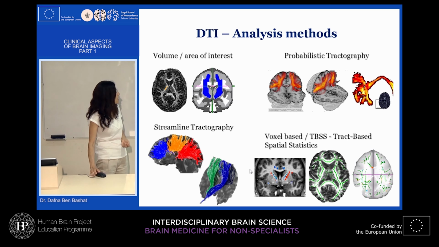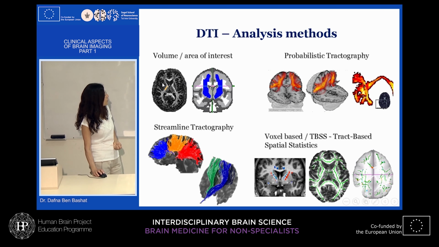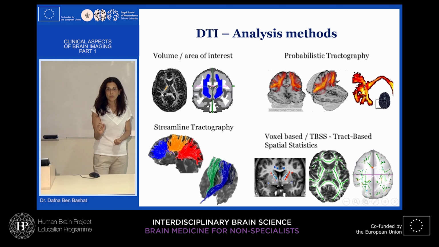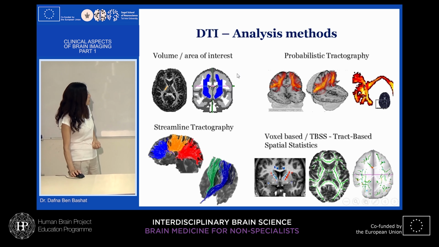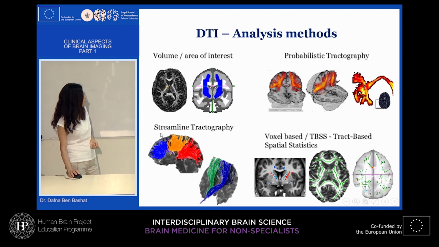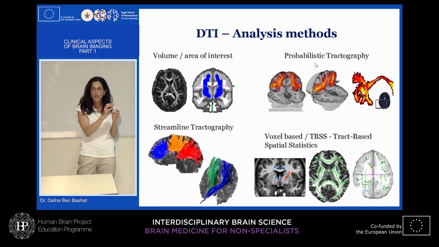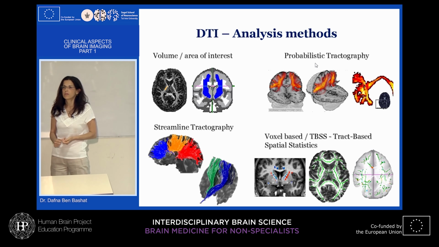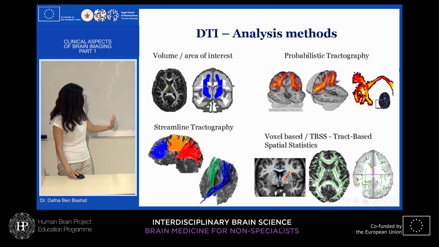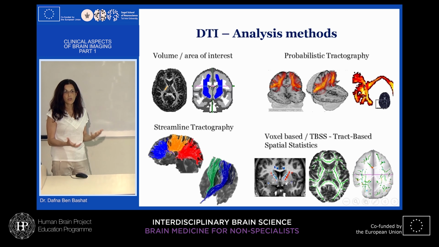What are the applications? There are a lot of methods to analyze. We can just take a volume of interest and then measure those different parameters. We can do tractography, like Peter Basser showed, what we call streamline tractography, which is a specific algorithm that builds this. We can do probabilistic tractography, which is just a different algorithm that again tries to connect areas within the brain based on different assumptions and measures, and we can just make a voxel-based comparison between groups.